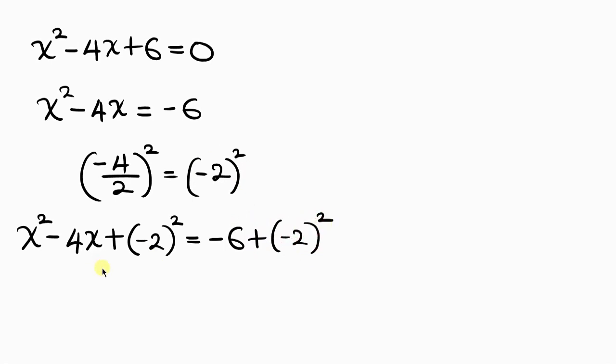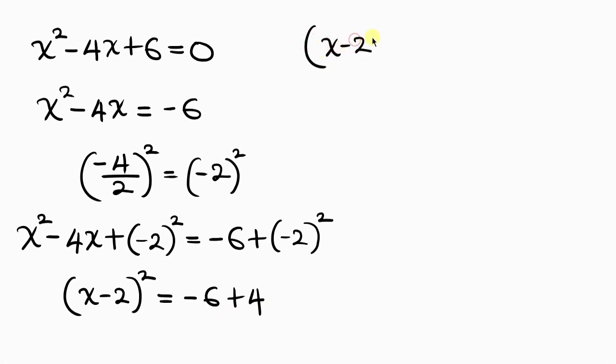Very good. Now this is a perfect square of x minus 2. So x minus 2 squared. Very good. And this is equal to, now this is negative 6. Now negative 2 squared gives plus 4. Very good. So this becomes x minus 2 all squared equal to negative 6 plus 4, which is negative 2. Now let's take the square root of both sides.